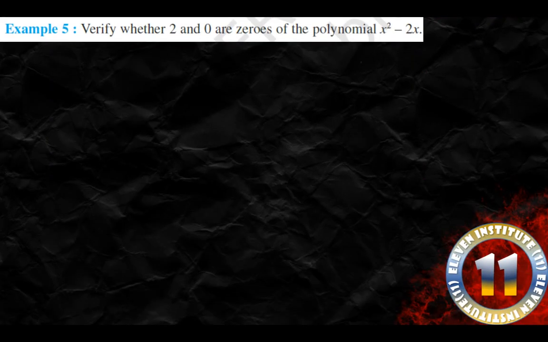Example number 5. Verify that 2 and 0 are zeros of the polynomial x square minus 2x. This is exactly similar to example number 3. Instead of x, one time we have to put the value 2 and another time the value 0, and we have to check. So let us see the solution. Yes, so we have polynomial p(x) = x square minus 2x.